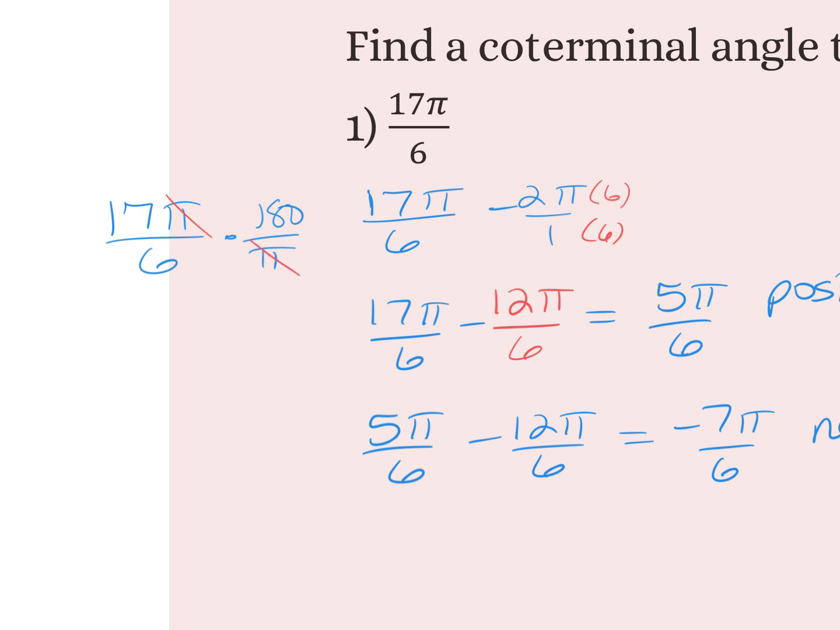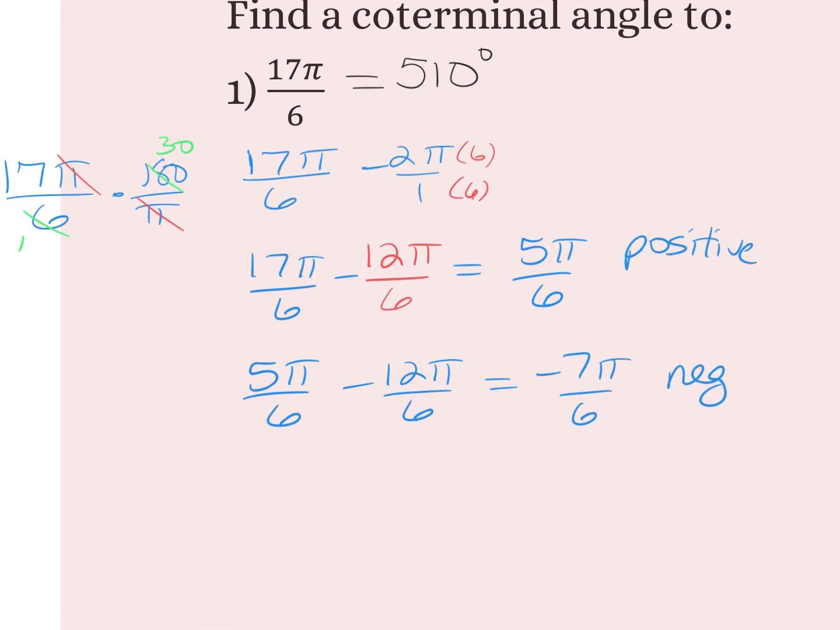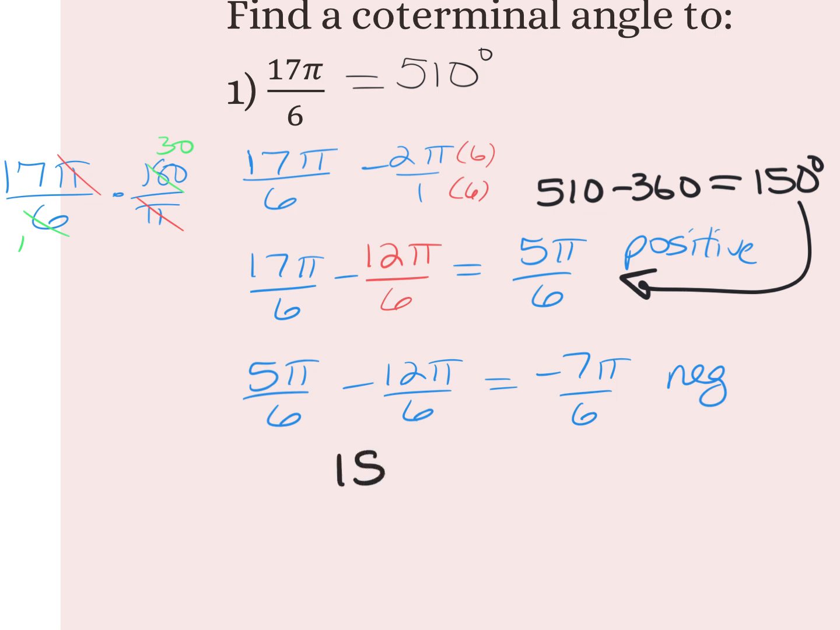So the pi's cancel. I could also simplify the 6 and the 180, which becomes a 1 and a 30. And then you're just multiplying 17 times 30. So this original angle in degrees is 510 degrees. If you did 510 minus 360, this gives you 150. So this is equivalent to 150 degrees. And if you took the 150 and subtracted 360 one more time, this gives you negative 210.